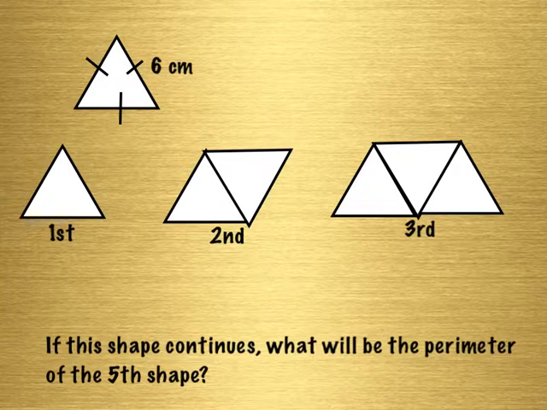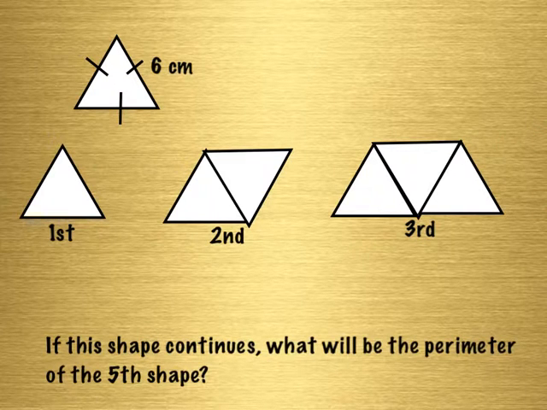Now we're getting a bit trickier. We have that same regular triangle, but we're going to keep adding more of them together, and we want to know what the perimeter of the 5th shape will be. So the easiest way to do this is to find out how many sides are going to be showing each time. So you can see that every time I put a triangle on, the bottom edge, or I should say the base, because if it's flipped over it's not the bottom anymore, the base will always be showing.